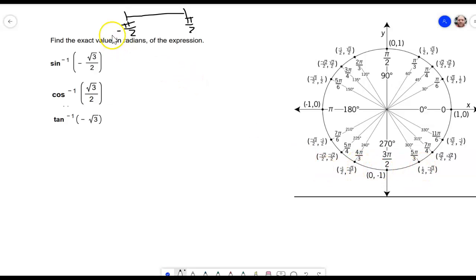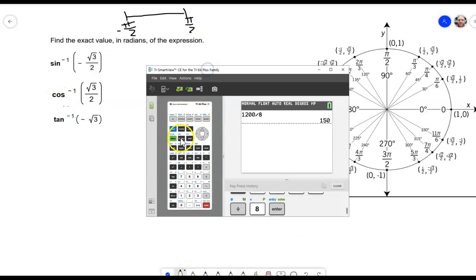Because neither of these are between pi over 2 and negative pi over 2. Both of these values are bigger than that, and I can see that if I go here and just do pi divided by 2. The largest my answer can be, remember, the top of my interval for the inverse sine, is about 1.57, about 1.6.